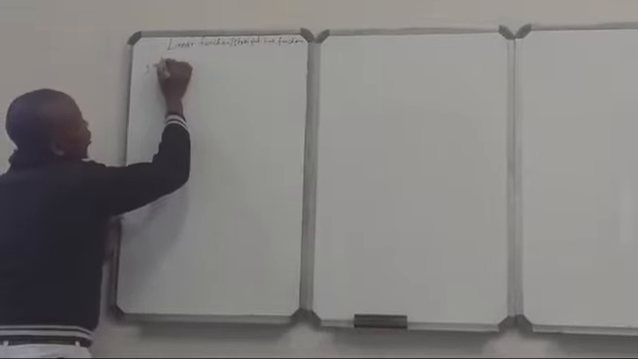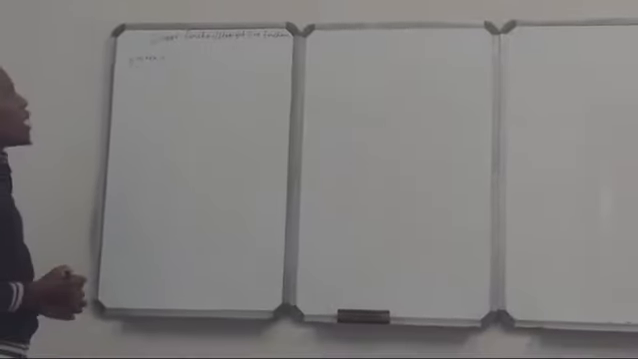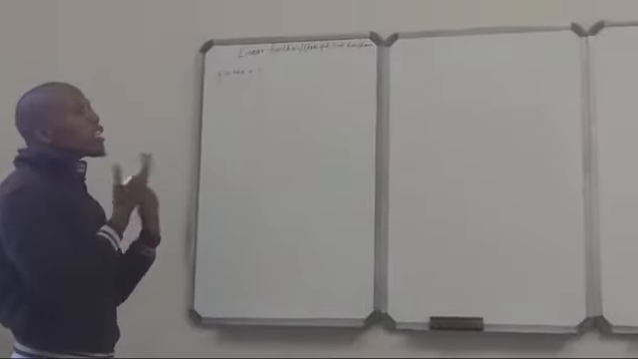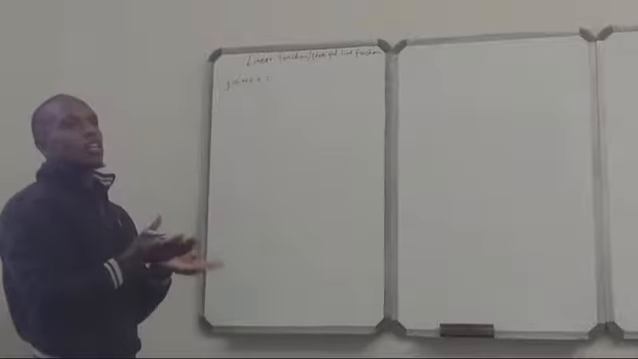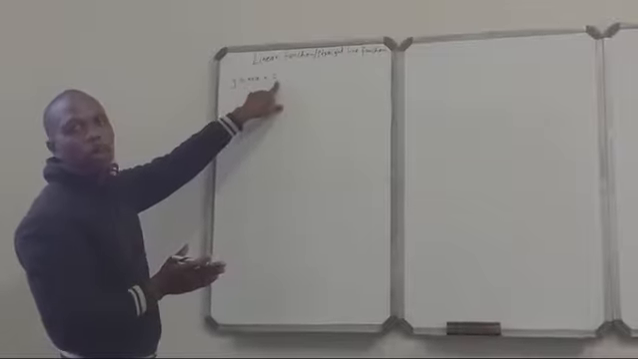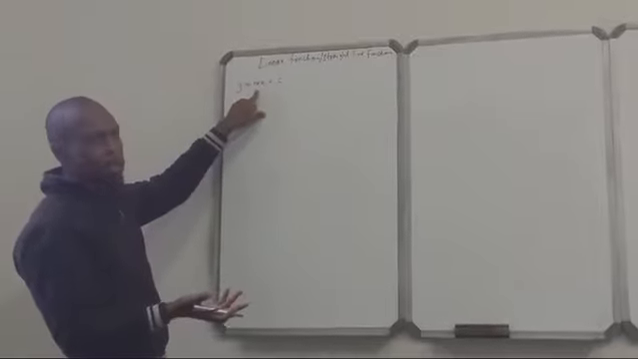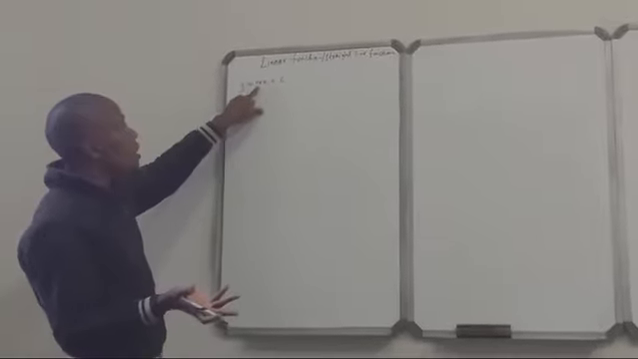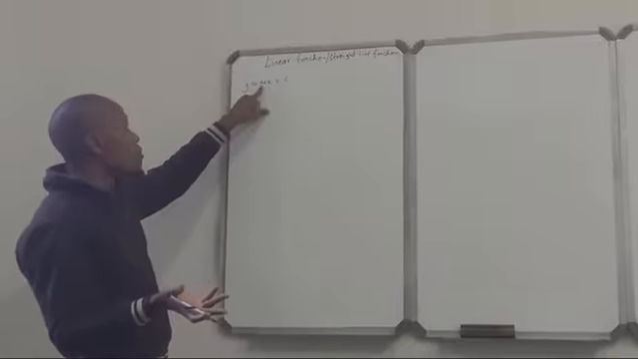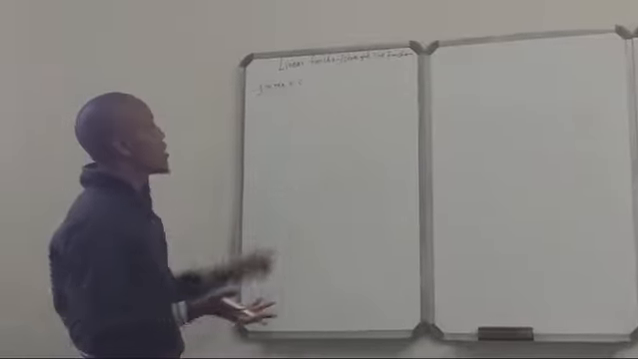Now the general equation for a linear function or straight line graph is y equals mx plus c. How to recognize the equation for the straight line graph: you must always see y equals mx plus c. Normally m and c are substituted with numbers. c could be 0, and m also could be 0. If m is 0, it makes the whole term 0, then you'll have y equals c.